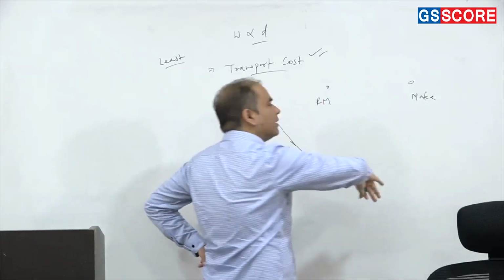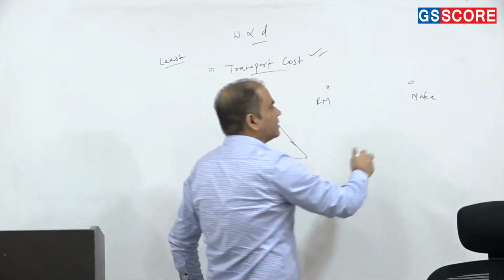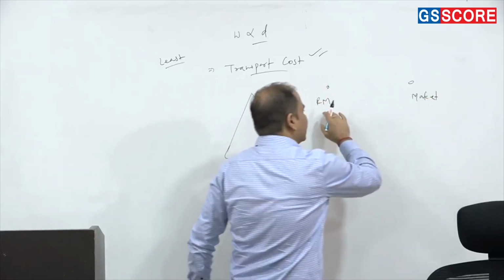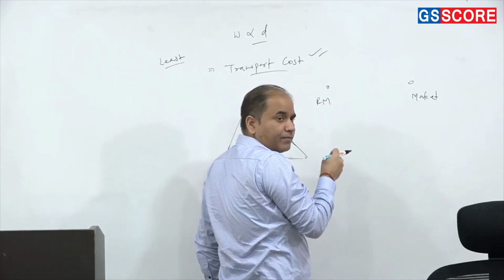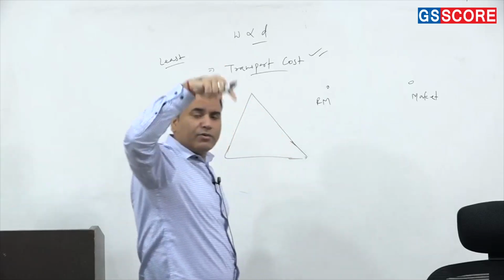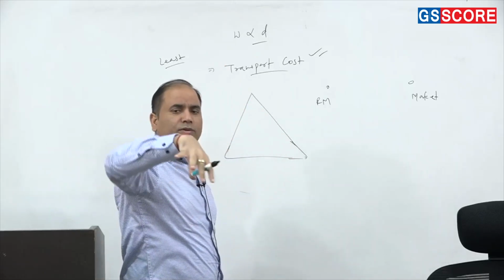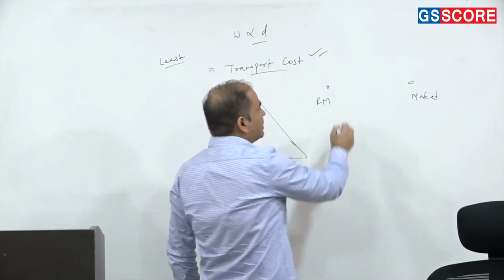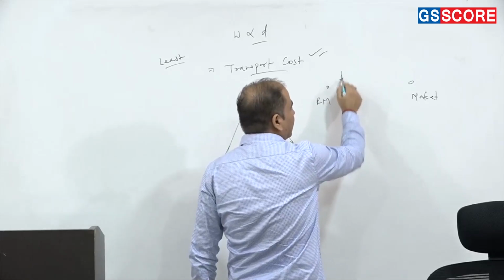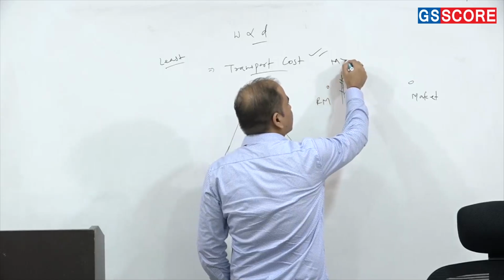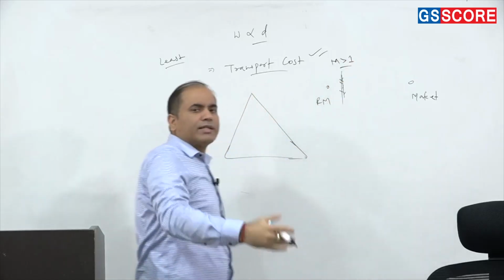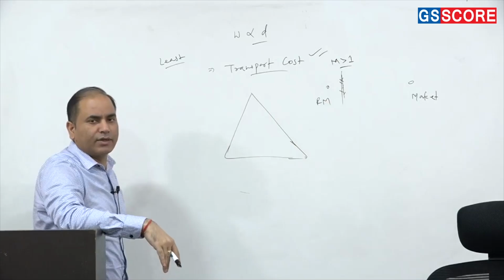So for the single raw material based industry, the industry will be based on the weight of the raw material that you are using. If it is a weight losing raw material, the industry will have more tendency to settle nearby the raw material. Means if the material index is greater than 1, the industry will be located more near to the raw materials.